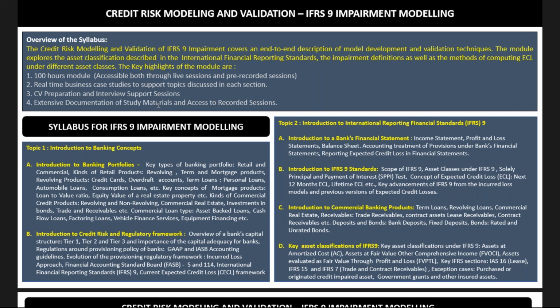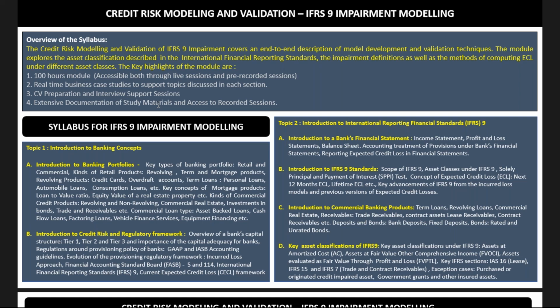Here we talk about introducing ourselves to the bank's financial statements. Different organizations issue their financial statements, so what I want to do is acquaint the participants with the bank's financial statements, the profit and loss statements, balance sheets, and how the different heads of IFRS 9 reporting are done. How would the regulator expect a bank to report its different heads under IFRS 9?